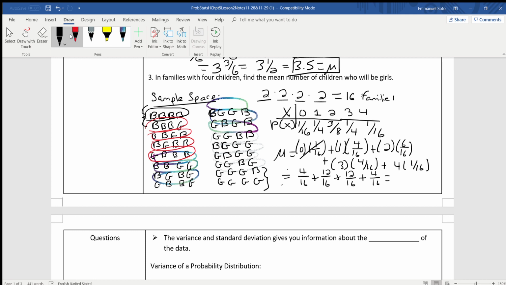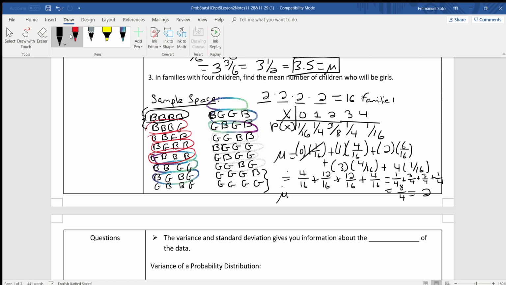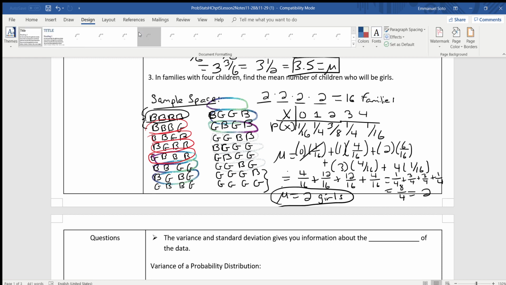Actually, we can reduce this now. That probably makes it easier. So this is 1/4. 12/16 is the same thing as 3/4. We got 3/4, and then we got 1/4. That's definitely easier to add. So 3 plus 1 is 4, plus 3 is 7, plus 1 is 8. So we got 8/4, which is 2. So on average, it looks like you're going to get 2 girls, which makes sense: 2 boys, 2 girls. So if you keep doing this an infinite number of times, you're going to get on average 2 girls.